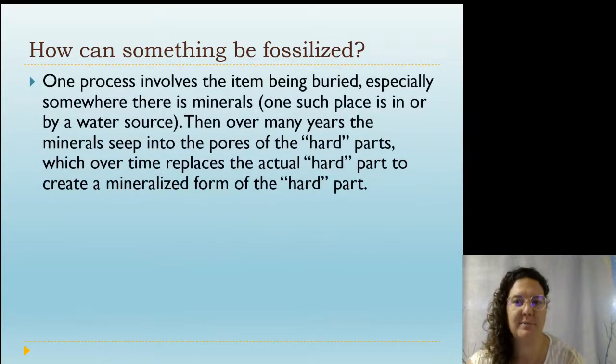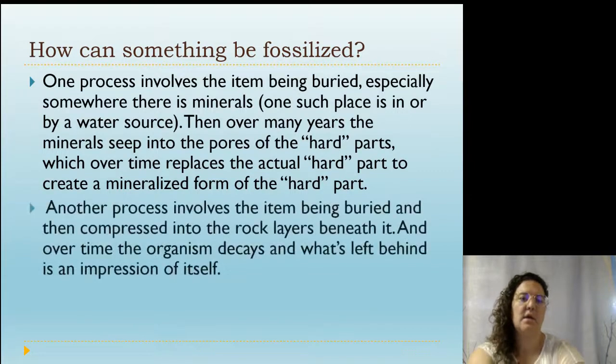So how do things become fossilized? One process involves an item being buried, especially somewhere where there's lots of minerals, usually in a water source. Then over many years, the minerals are going to seep into the pores of the hard parts. They'll go into the hard part of the bone, the teeth, the shell, which over time is going to replace the hard part of the organism to create a mineralized form. So when we look at fossils, they're not actually bones, they're very heavy because they are completely mineralized bone.